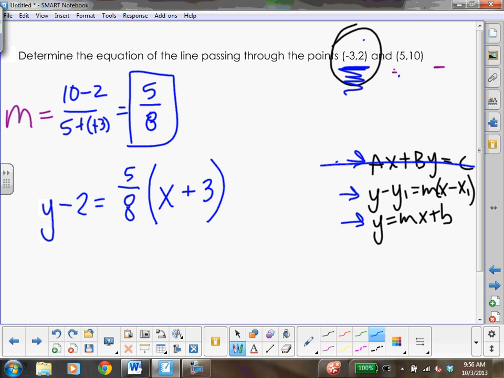Now, I could do several things from here, but since it didn't specify what form to put the line in, I can accept this as my answer.